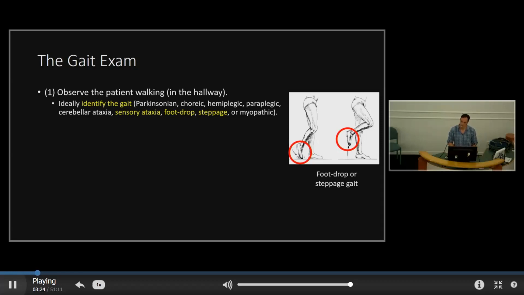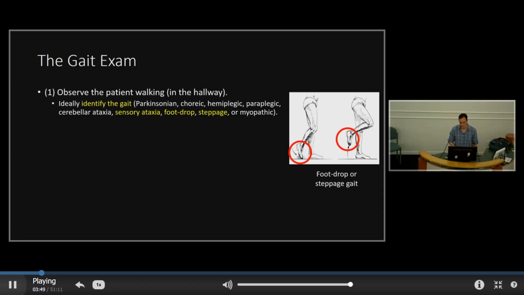The choreic gait is characterized mainly by hyperkinetic movement disorder, namely chorea, which is these sort of random, semi-random flowing movements that go from one part of the body to the next. They often involve the small muscles of the face and hands first, and then they progress over time. Of course, that's mostly seen in Huntington's disease in New Zealand.